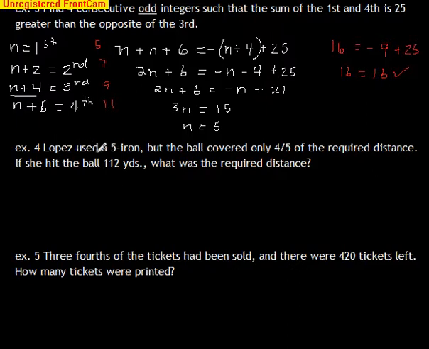Lopez used a 5 iron, but the ball covered only 4/5 of the required distance. If she hit the ball 112 yards, what was the required distance? So right away, what don't we know? What are we looking for? That's what we're going to call x. So x is going to be the required distance.